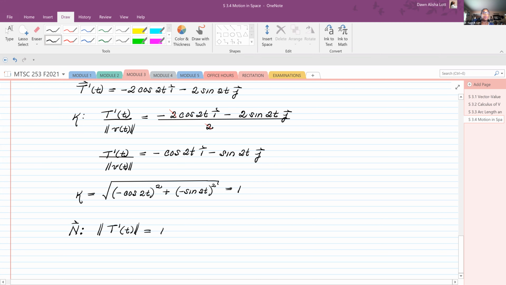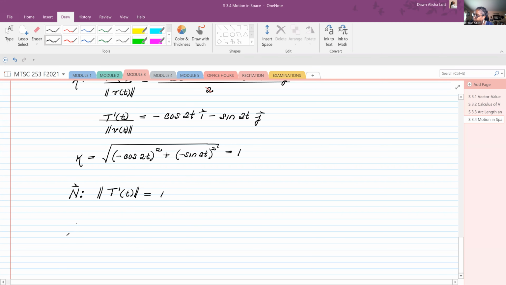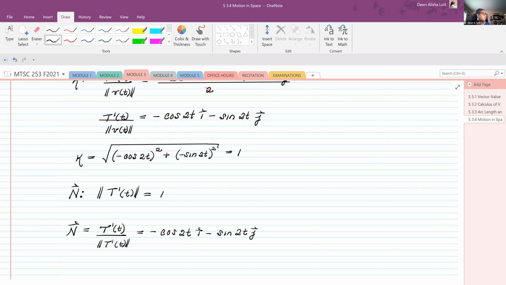So therefore the normal is T prime of t over the length of T prime of t, which is 1. So that is just minus the cosine of 2t i minus the sine of 2t j. That's the normal. And you can show that the normal dot the tangent is 0.